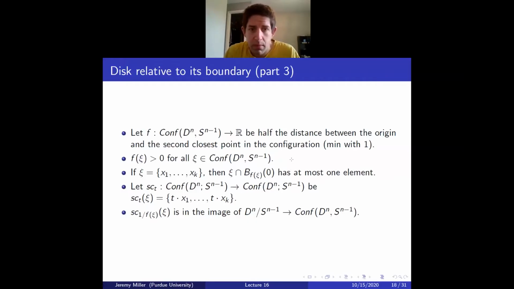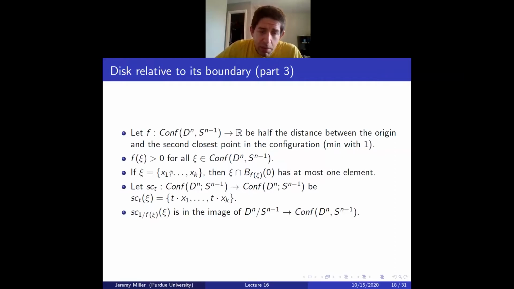It's always going to be positive. The reason why it's always going to be positive is, if you have 2 points, they can't both be at the origin. So one of them is going to be off the origin. And I feel like I screwed up one thing with this min, but there's some construction that works.